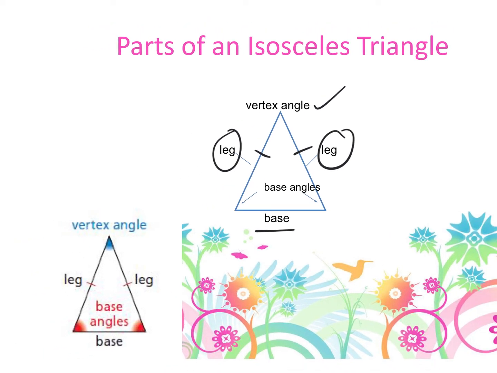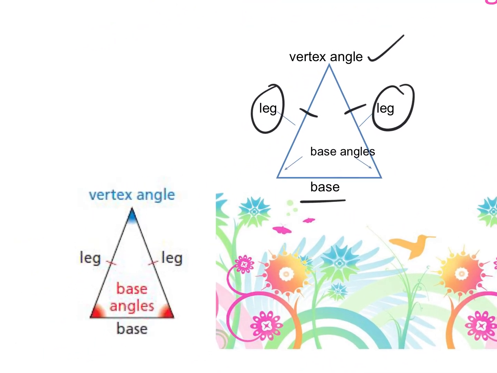There's two different diagrams in here to help you understand, okay? But you do need to know 1, 2, 3, and 4 vocab words, okay? The base is that side on the bottom. The legs are the two sides that are congruent. And then your base angles are the two angles next to the base. And your vertex angle is the one hanging on top. Take a look at it. Let it sink in. Are there any questions on this diagram?